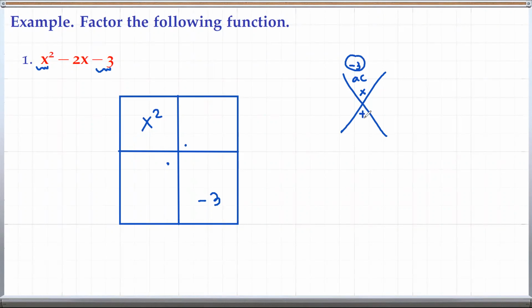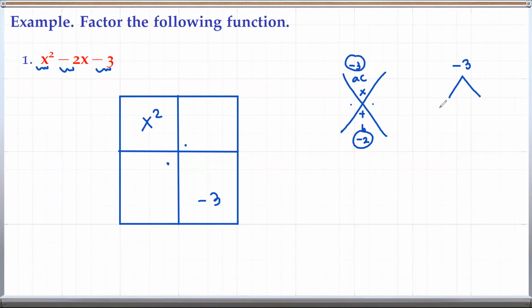and whose sum is B, which is -2 in this case. So look for two numbers such that product is AC, -3, and sum is B, which is -2. To look for those two numbers, we can create a chart like this one. So we are looking at product -3. What are the ways of getting product -3?